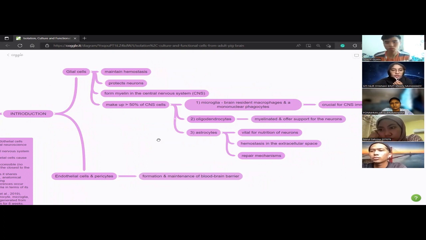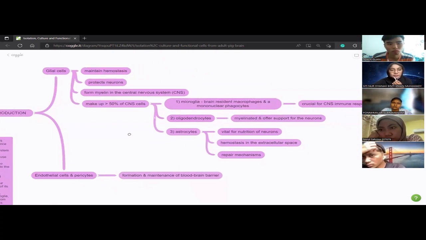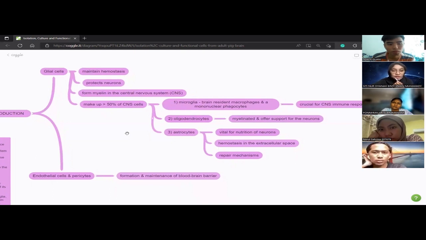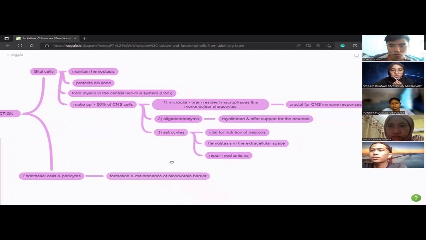In the CNS, we can see microglia, which are the brain's resident macrophages and mononuclear phagocytes, crucial for the CNS immune response. Next, we find oligodendrocytes in the CNS, which myelinate and offer support for the neurons. Next are astrocytes, which are vital for the nutrition of neurons, crucial for homeostasis in the extracellular space, and important for repair mechanisms.